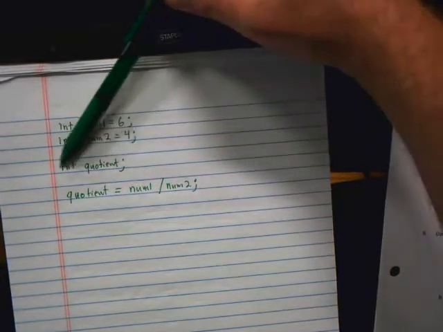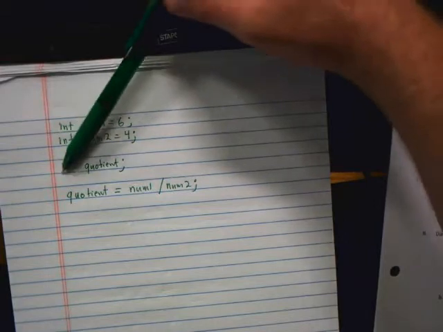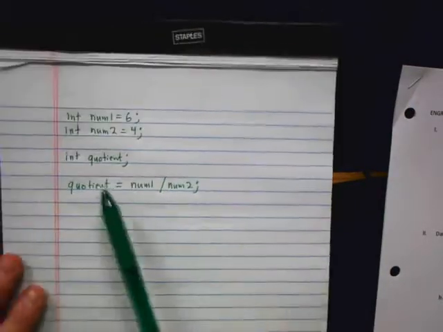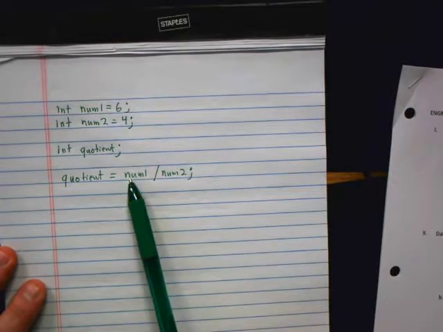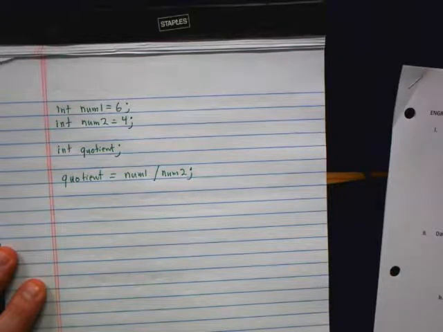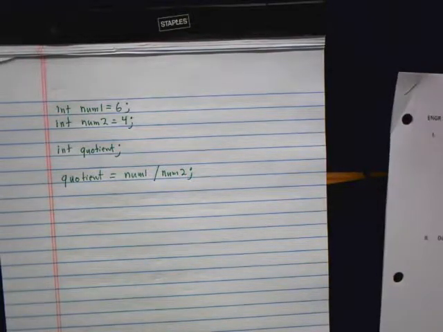Int quotient. So this is an integer type variable. I called it quotient. So what does the computer do when it sees quotient equals num1 divided by num2? What's 6 divided by 4? It should be 1.5. But the quotient is actually going to be defined as 1. That is correct.